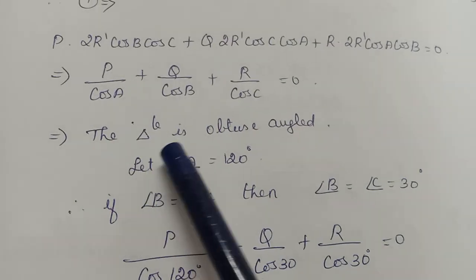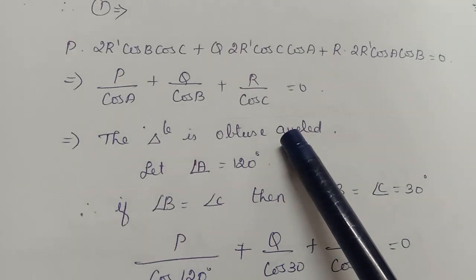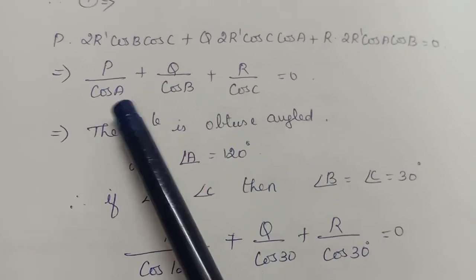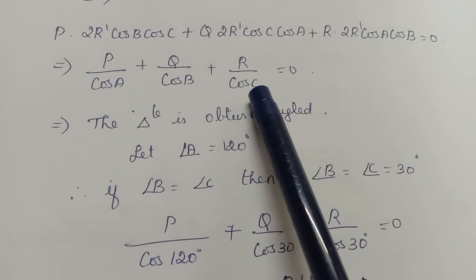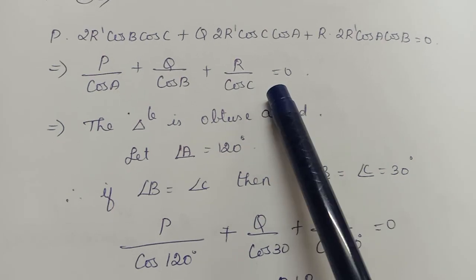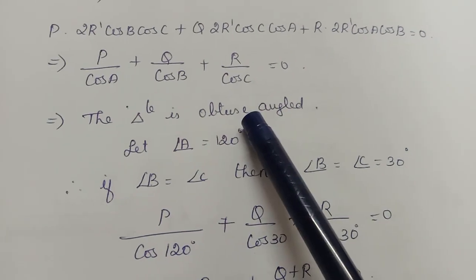Okay, so the triangle must be obtuse angled. Any one of these angles must be an obtuse angle, that is, more than 90 degrees. So the first part of the question is over. We have proved it is an obtuse angle triangle.